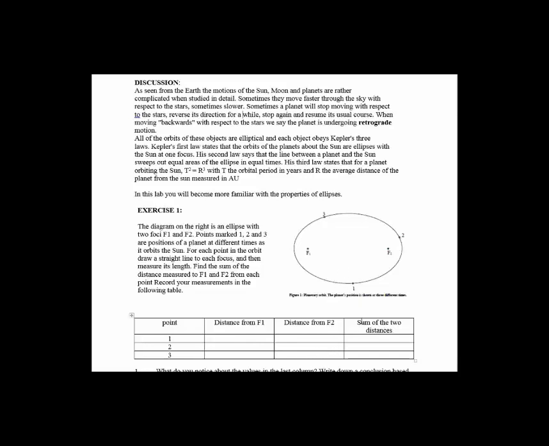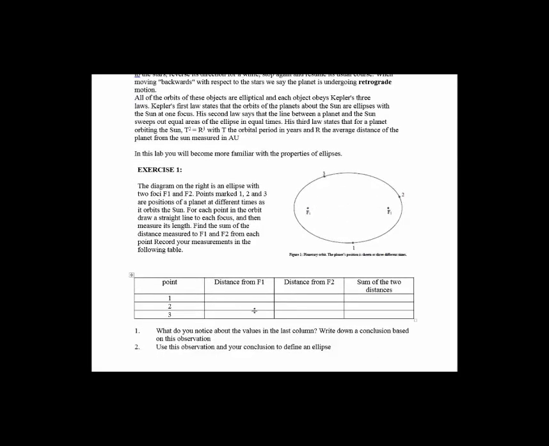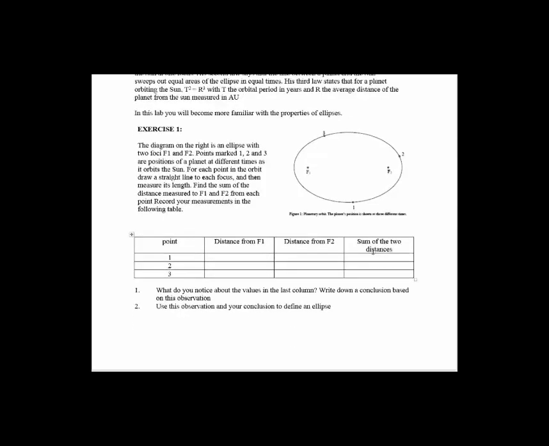And then add those two distances. Now, which two distances are added? One measures the distance from F1 and the other the distance from F2. Add those two distances. For point 2, distance to F1, distance to F2, add those two distances. Similarly, do it for all 3 points. Now, answer these questions. Question 1 is, what do you notice about the values in the last column? Make a statement about it.